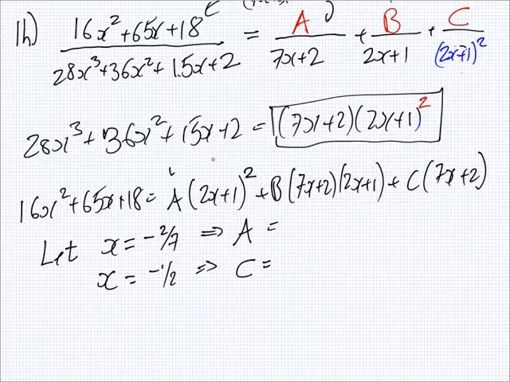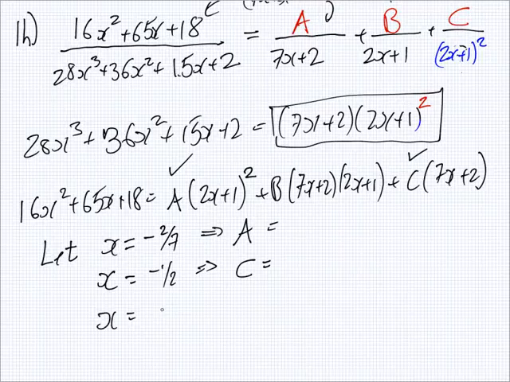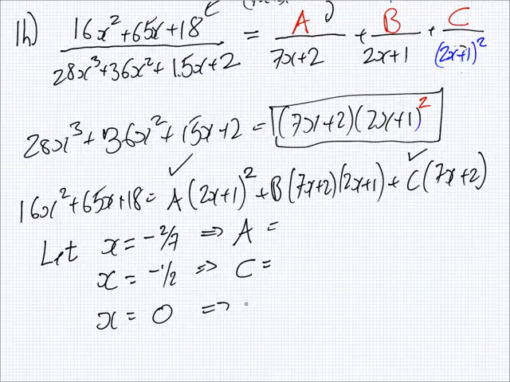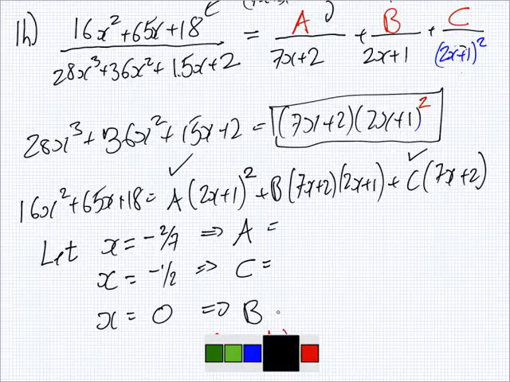Then once I have the A and the C, it doesn't matter what I choose to get the B. So you could finish it by getting x equals 0, and then this can give you the B. Only because you know the A and the C already. Okay, get me those three, please. A, C, and B.